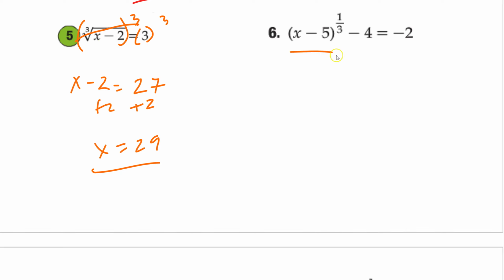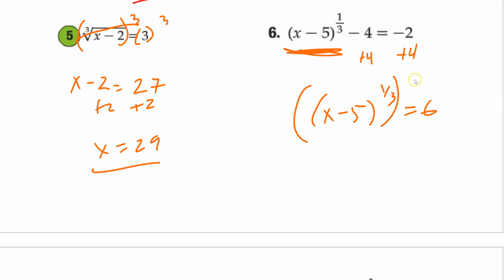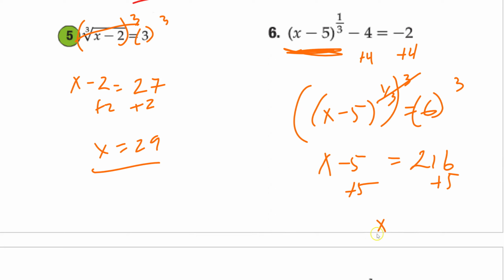Same idea here. Try to get this by itself. I know it looks different, but that's the exact same thing as writing that. Right? Cube root and 1/3 power are the exact same thing. So let's try to get that by itself. X minus 5 to the 1/3 equals 6. Now here, again, you do the reciprocal power, 3rd power to both sides. These cancel. X minus 5 equals 216. You're supposed to know that. Add 5. X equals 221.